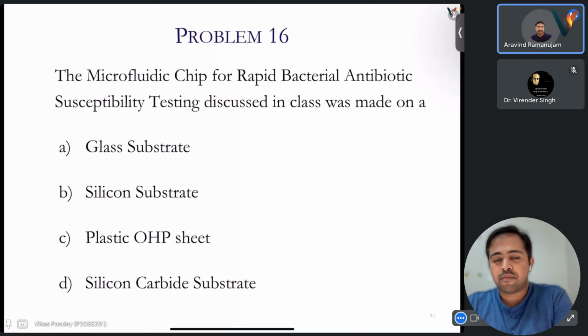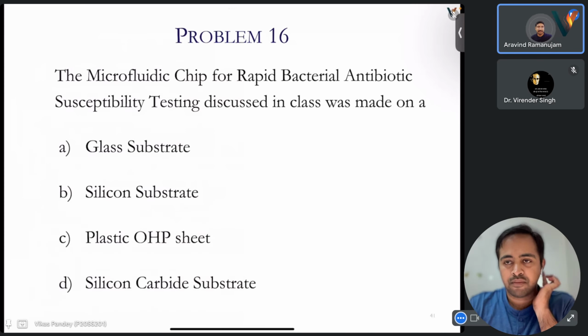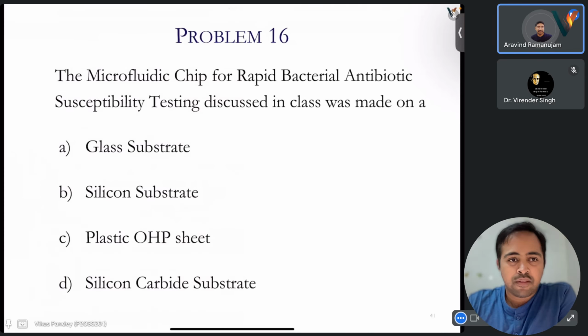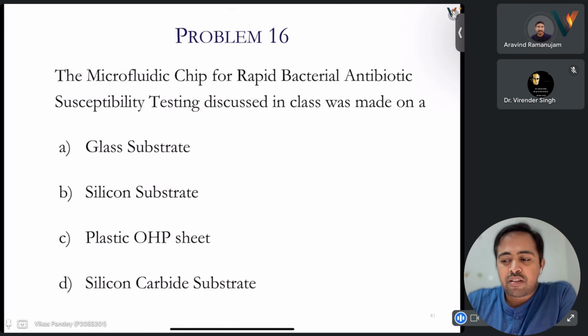Lab equipment is not available for all the people that we are testing or doing. Why cannot we go for a glass substrate? Is glass costlier than OHP? No idea, sir. Anything sir have told?